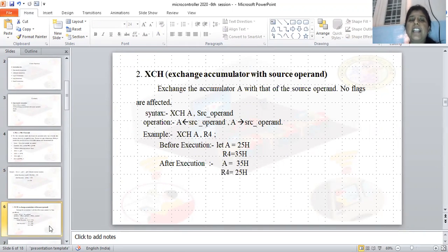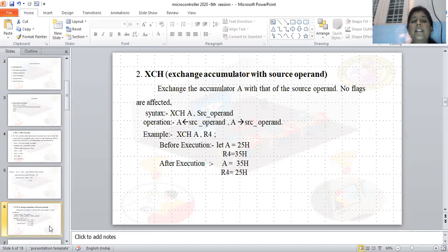Next instruction is XCH. It means exchange the accumulator with the source operand, swapping the contents of the accumulator with the source operand. The syntax is XCH A, source operand. After the execution of this instruction, the content of the source operand will go to the accumulator register, and the accumulator register content will go to the source operand register.